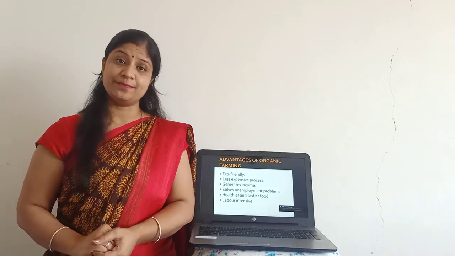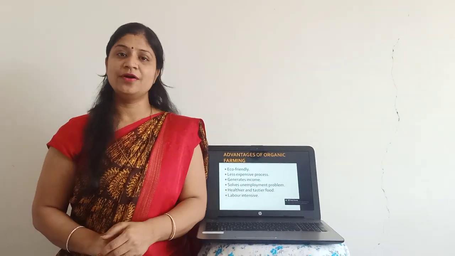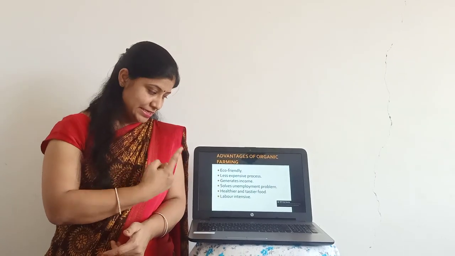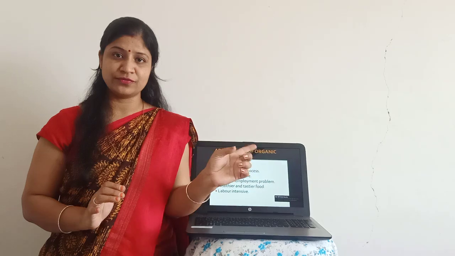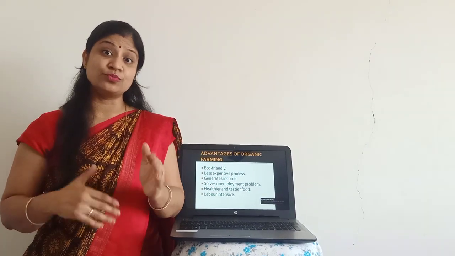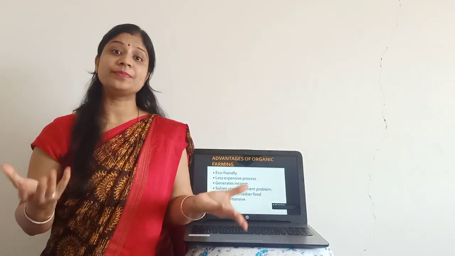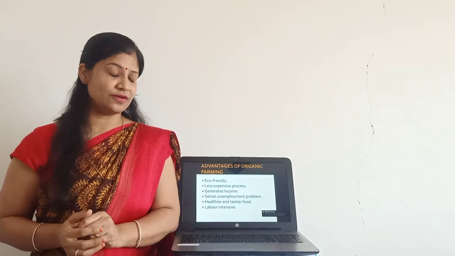Now, solves unemployment. Organic farming helps the government in case of unemployment. How does it solve? See the last point. It is labor intensive. More labor is required for organic farming. No machineries are being used. More labor is used. That means more laborers are occupied. More people are required. So the unemployment problem is solved here.